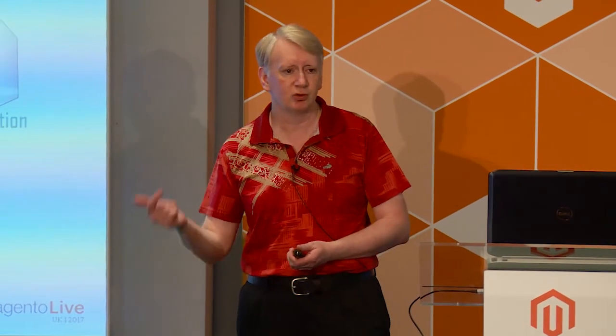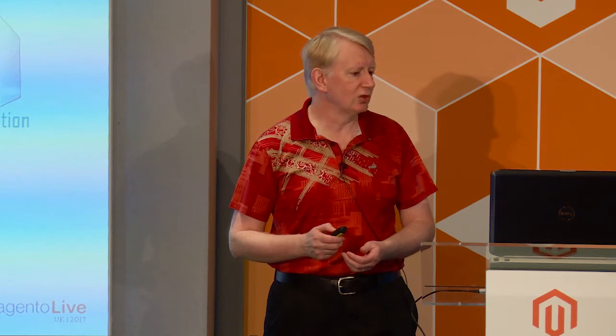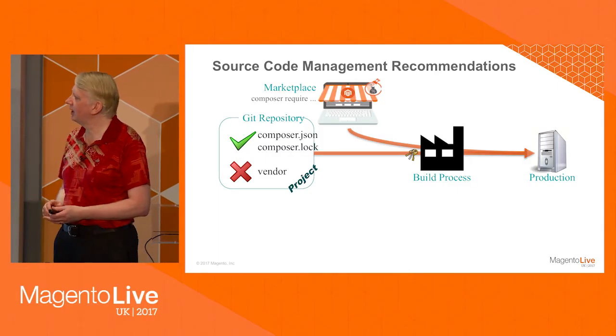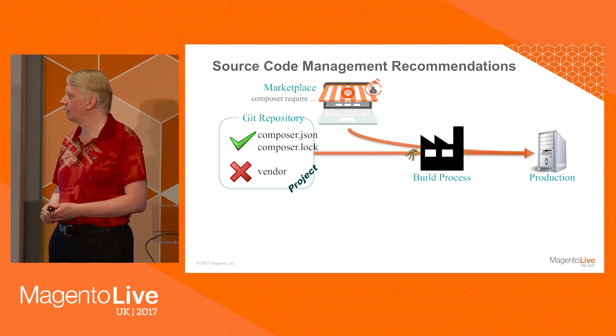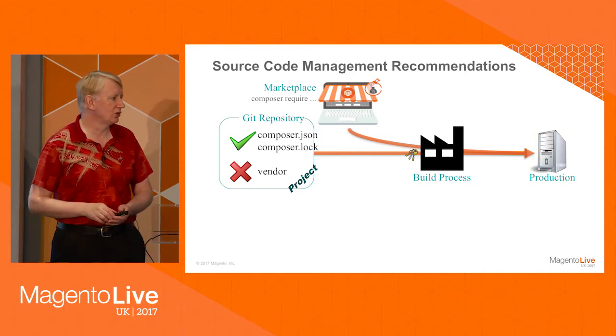If you don't commit composer.lock, what you can end up with is your production server running a different version of the modules than what you tested with, which is not what we recommend. So once you've got your main project under Git control, you may go off to a marketplace and buy some more extensions. You can either add them through the admin or do a composer require. It basically adds them into the composer.json file.